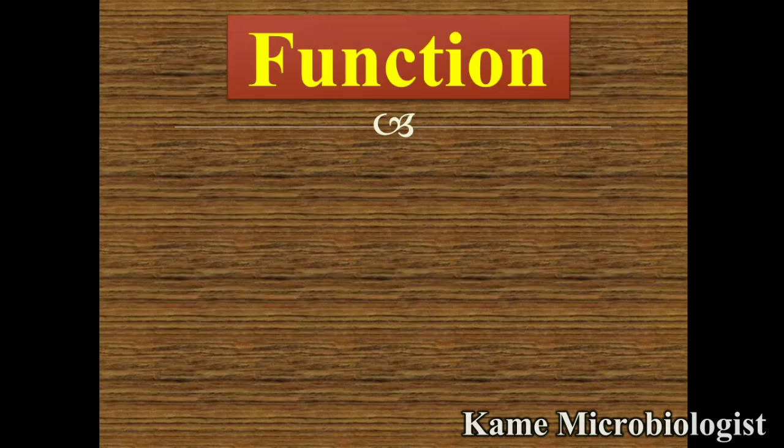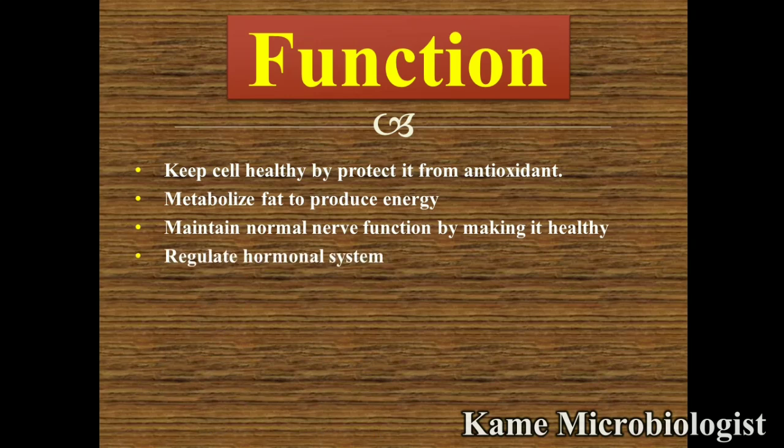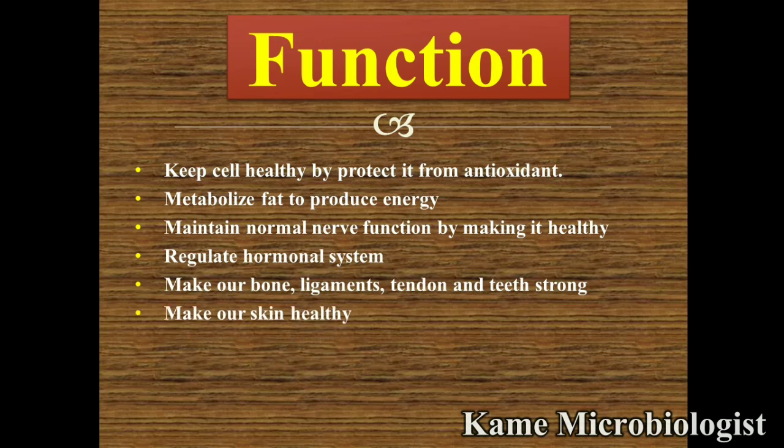Now let's see the function of vitamin C. The main function of vitamin C is that it keeps the cells healthy by protecting them as an antioxidant. Next, it can metabolize fat, and when the fat is metabolized, it produces energy. Next, it can maintain normal nerve function by keeping the nerve cells healthy. Next, it can regulate the hormonal system, especially thyroid hormone and adrenal hormones, etc. Next, it can make our bones, ligaments, tendons and teeth strong.